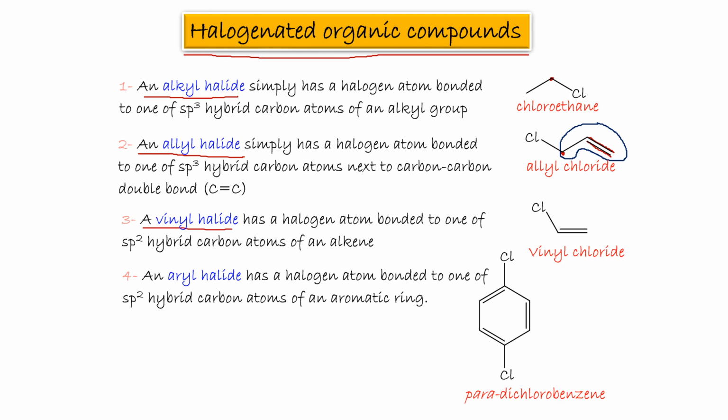A vinyl halide has a halogen atom bonded to one of the sp2 hybridized carbon atoms of an alkene. So we have here the sp2 carbon of the alkene, with the halogen connected to one of these. An aryl halide has a halogen atom bonded to one of the sp2 hybridized carbon atoms of an aromatic system, like this sp2 carbon of the aromatic benzene ring system connected to the halogen. We call this aryl halide. So we have four: alkyl halide, allyl halide, vinyl halide, aryl halide.